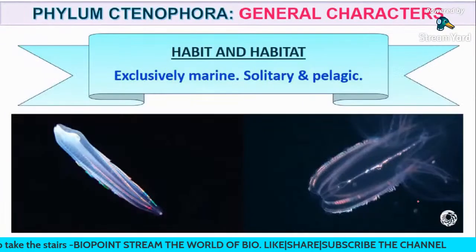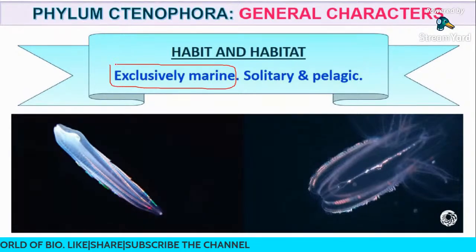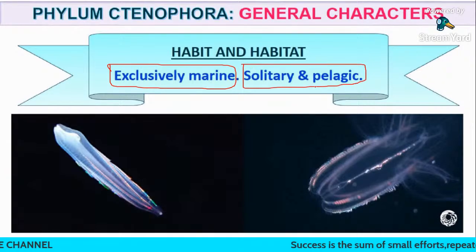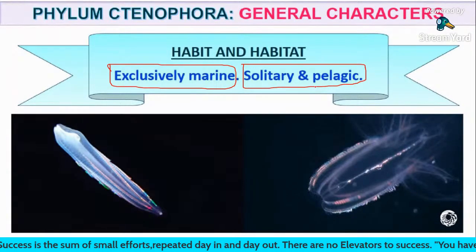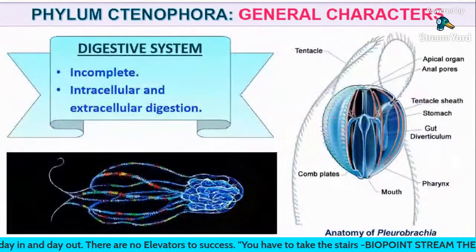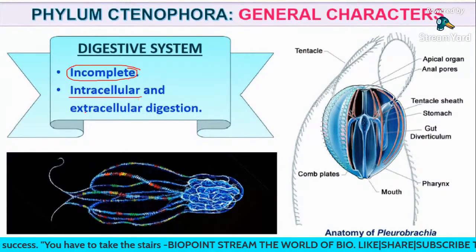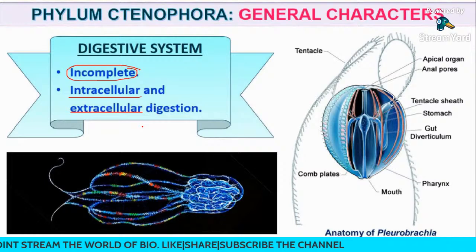And the most important feature is they are exclusively marine. They are solitary and pelagic. Okay, they are exclusively marine, solitary, and pelagic. They have an incomplete digestive system. Intracellular and extracellular digestion, both are present. Okay, both are present in such organisms.